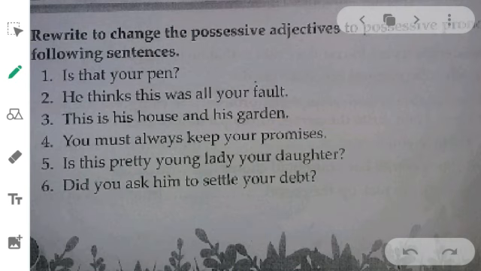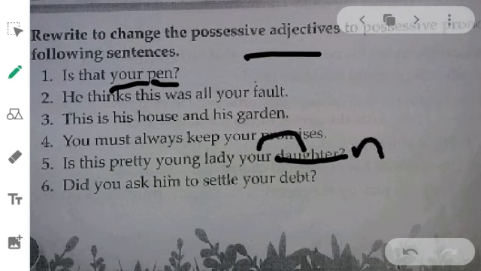Let's see some examples of possessive adjectives. How do we know that these sentences contain possessive adjectives? Because the first sentence is, that is your pen. So pen is a noun and it is preceded by your, a possessive case. Your is a possessive case and it is coming right before a noun. That means it is a possessive adjective. Or another example, is this pretty young lady your daughter? As you know, daughter is a noun and it is preceded by a possessive case. So this possessive case is basically a possessive adjective.